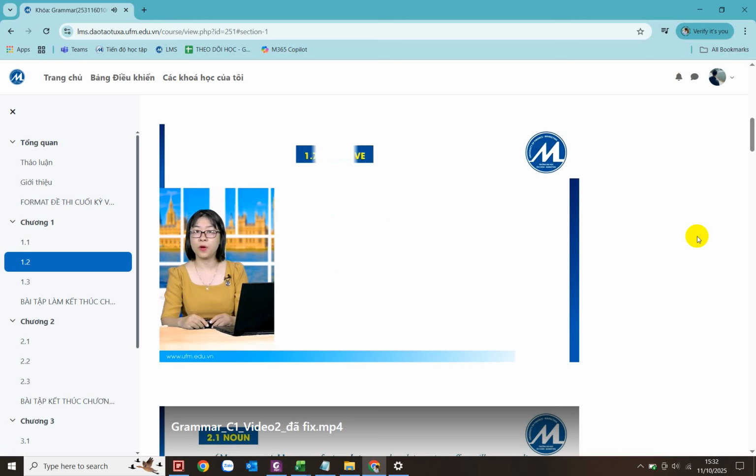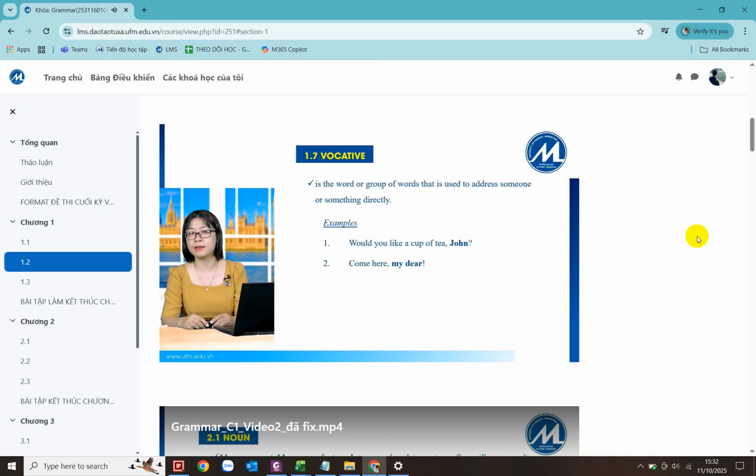The next element is vocative. Vocative is a word or group of words that is used to address someone or something directly. For example, would you like a cup of tea, John? Or come here, my dear. So in these two sentences, John and my dear are the ways that you call someone.